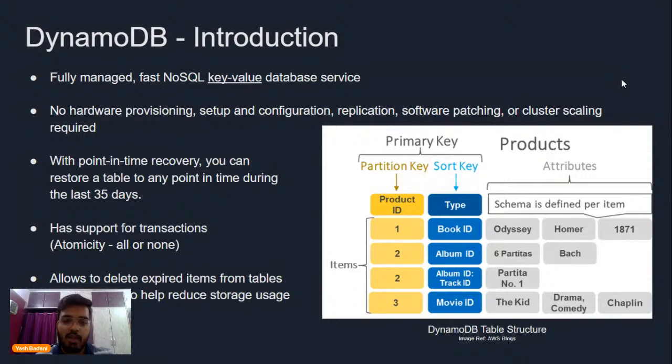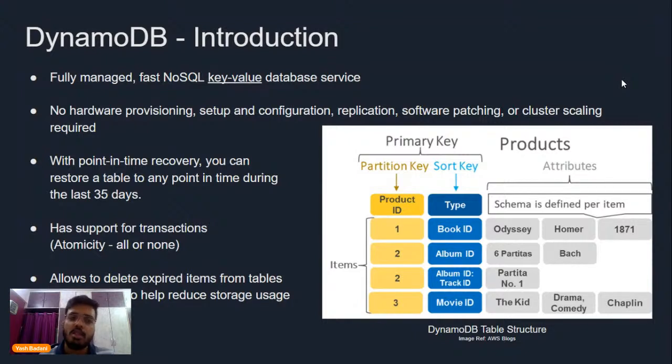You have point in time recovery. You have backups up to 35 days. So even here you can have point in time recovery. It also supports transactions. So you have that atomicity where if any of your writes or any of your operations fail in a certain table, the whole transaction fails and the other operations are rolled back within the transaction. It also allows you to delete expired items by using TTL, just like how we have in ElastiCache. A similar concept we have in DynamoDB for TTL, which helps you reduce the storage.